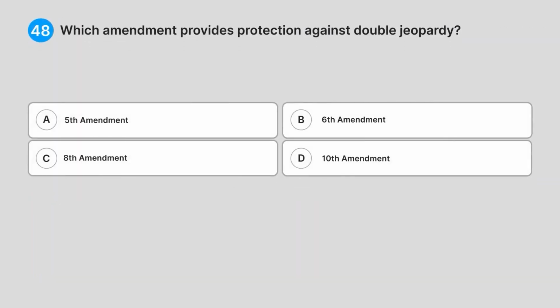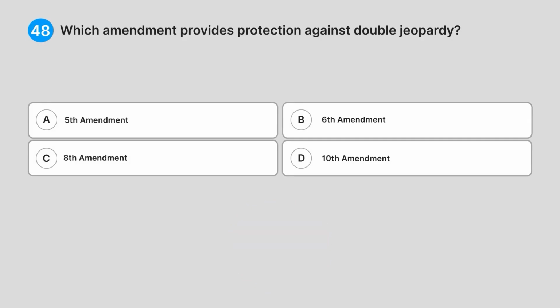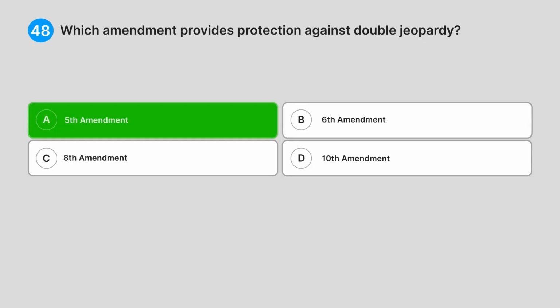48. Which amendment provides protection against double jeopardy? A. 5th Amendment. B. 6th Amendment. C. 8th Amendment. D. 10th Amendment. Can you guess the answer? Correct answer, A. 5th Amendment.